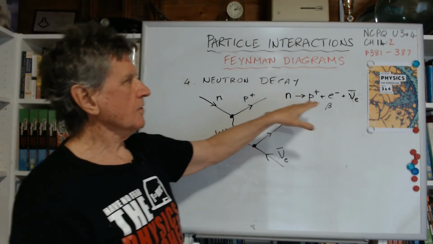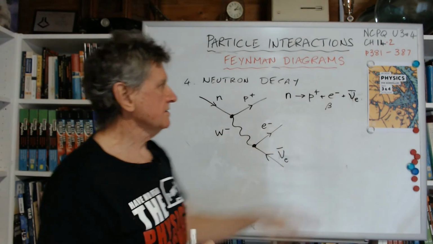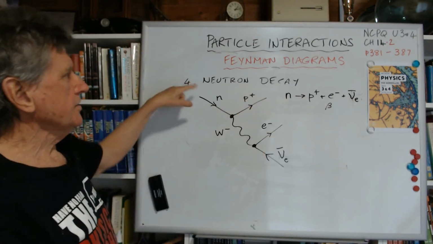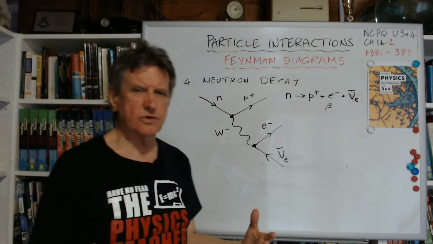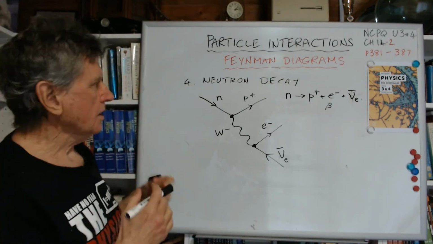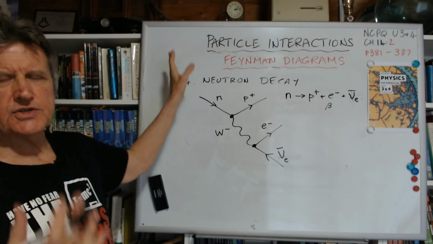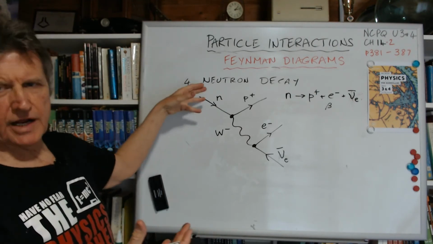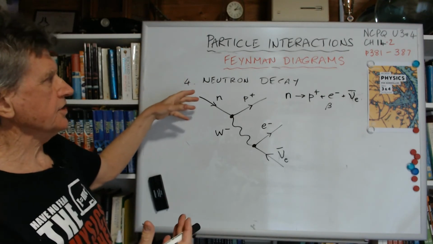Now you describe this, you have to put this into words. A question like this would say, explain the interaction that occurs in neutron decay. 3 marks. Okay, that's 3 out of 50 for getting this thing right.